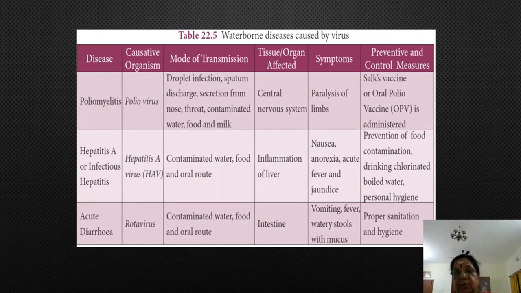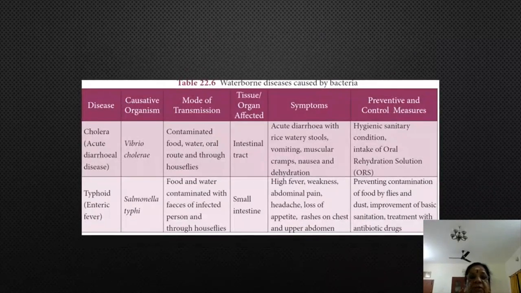I hope you are able to follow this. So, என்ன சொல்றோம்? As disease caused by viruses, waterborne diseases are poliomyelitis, poliovirus, hepatitis A virus, HIV, and acute diarrhea, rotavirus. Are you clear? The next one, it is waterborne disease caused by bacterium.